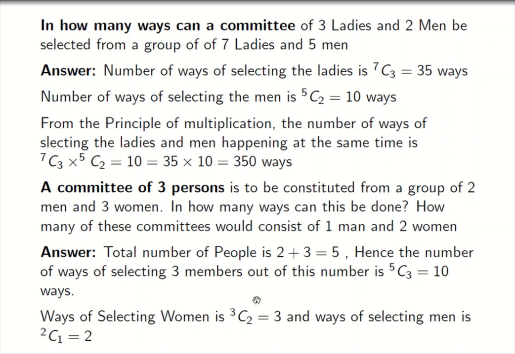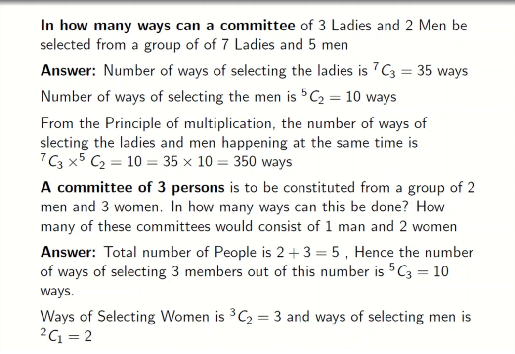Okay, now, when it comes to the second one, ways of selecting women is what? 3 combination 2, which is equal to 3. And ways of selecting men is what? 2 combination 1. I hope you get it, because here they specify that one of them should be a man and two of them should be women. So we have to select two from the women, and the women are 3. Selecting two from them, this is the selection that we are doing. So it becomes 3 combination 2, which is this.